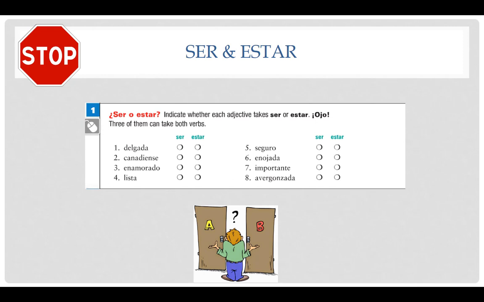Indicate whether each adjective takes ser or estar. Ojo, 3 of them can take both verbs. Please pause the presentation and complete this activity. When you have finished, press play to check your answers on the next slide. Pause the presentation now.